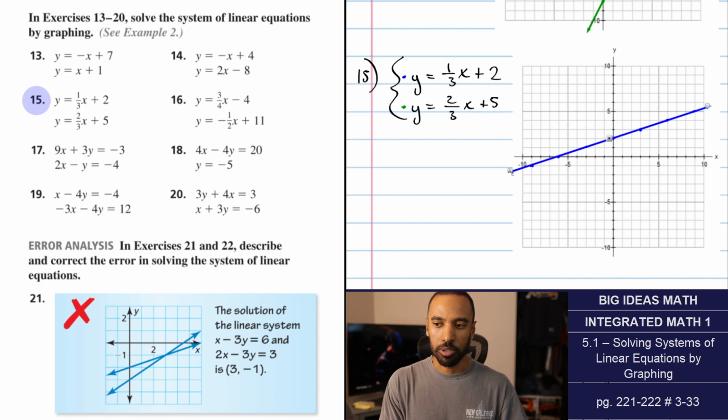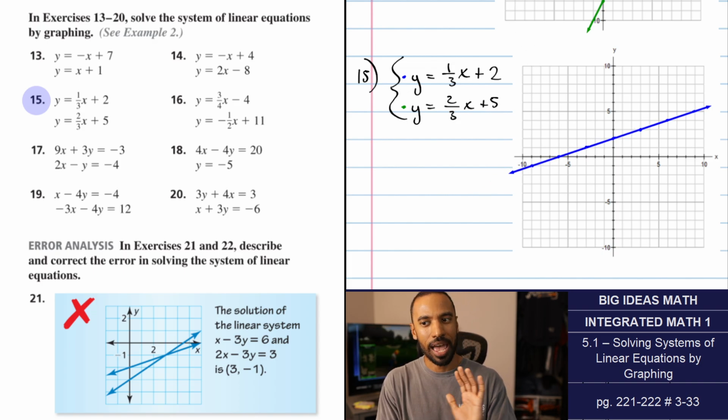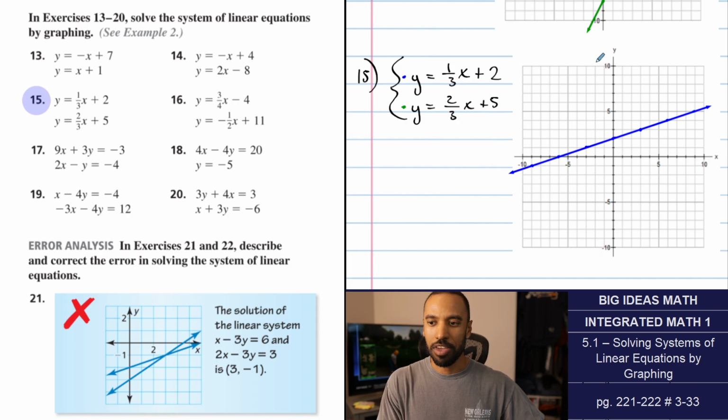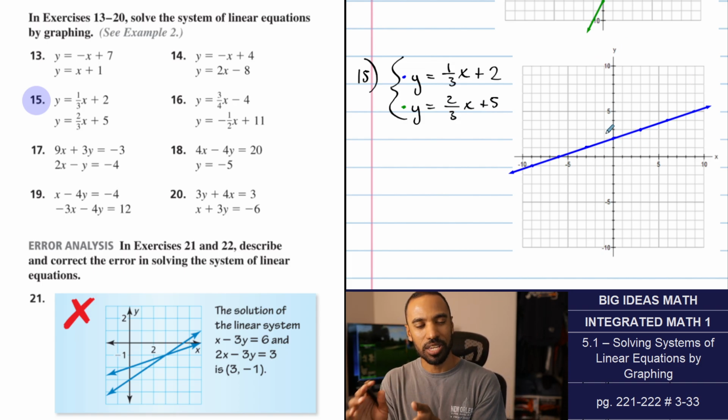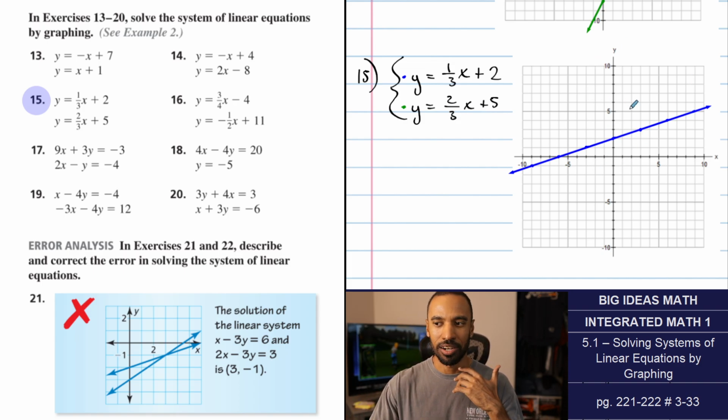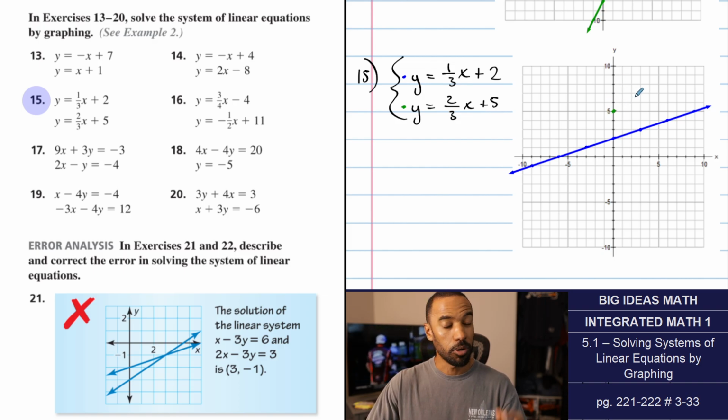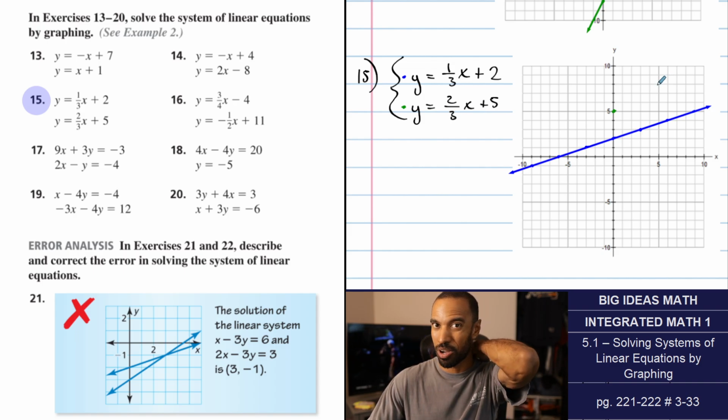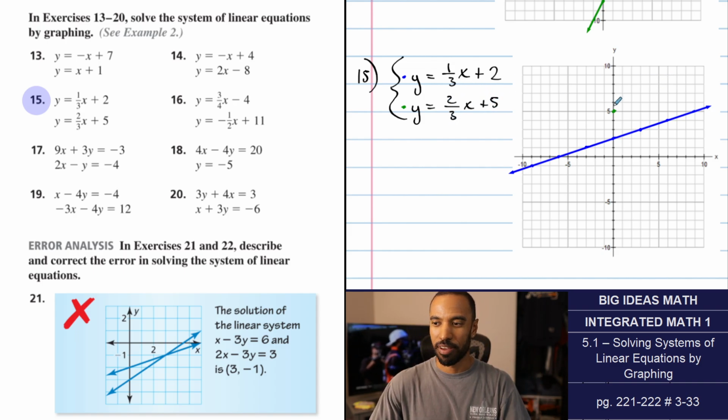I'm not bothering double checking. If I made a mistake, you would see it outside of the window range, or you would see it land on non-integers. So if I land on a non-integer solution set, I'm going to raise an eyebrow and say, I might have done something wrong. This one is a y-intercept of 5 and a slope of 2/3.